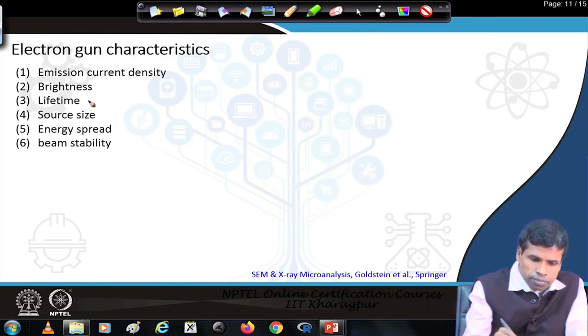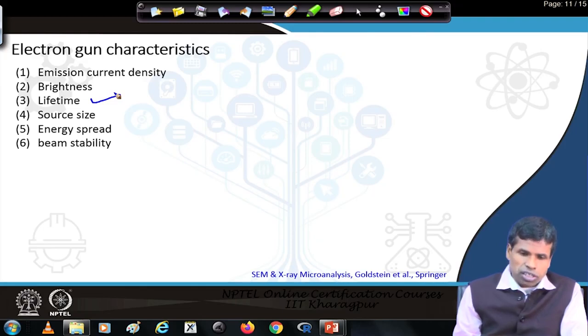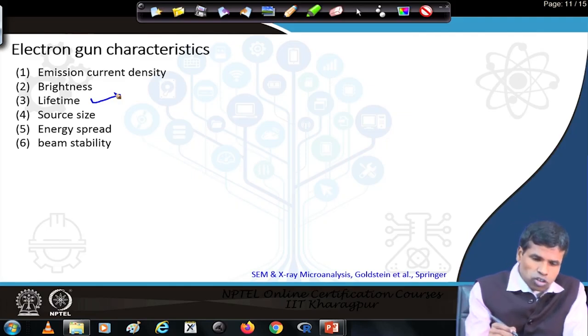So, then the lifetime. As we discussed before, lifetime reduces if we operate at a high temperature. For tungsten, which is operated at 2700 Kelvin, lifetime is around 50 to 100 hours. On the other hand, lanthanum hexaboride is operated at a little lower temperature, around 1800 Kelvin. Therefore, its lifetime is more, and accordingly, field emission gun lifetime is much more than the thermionic gun. So this is lifetime.